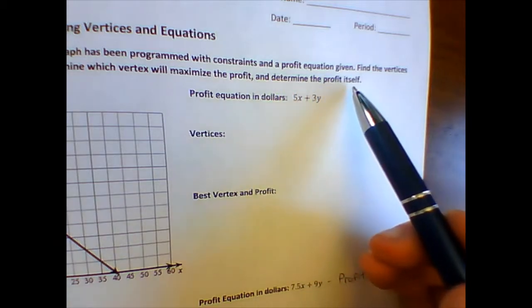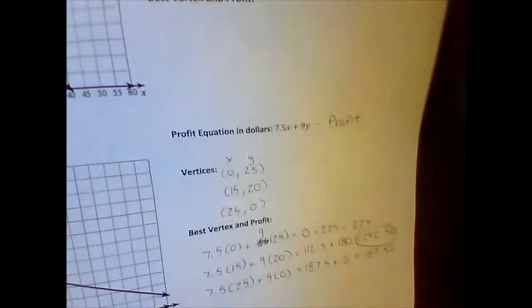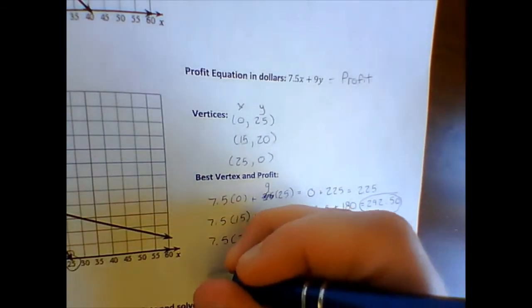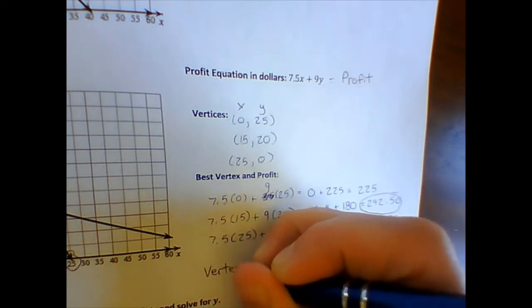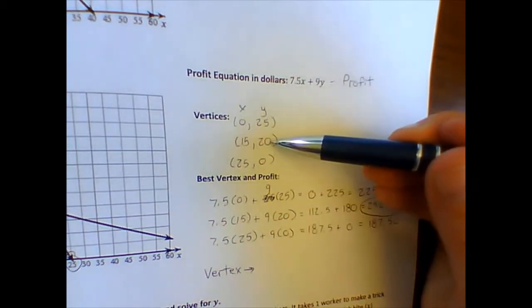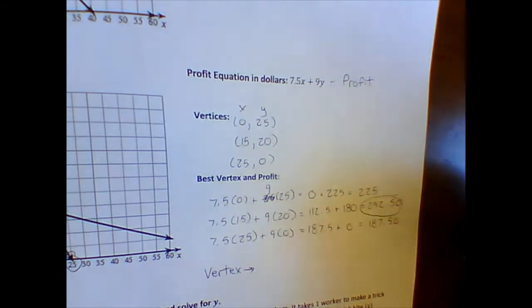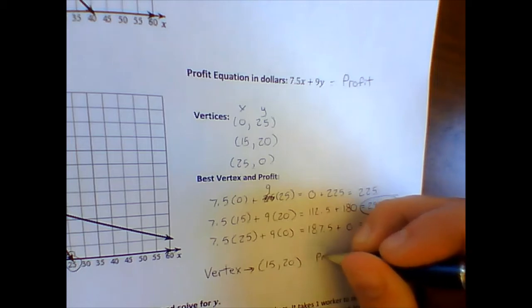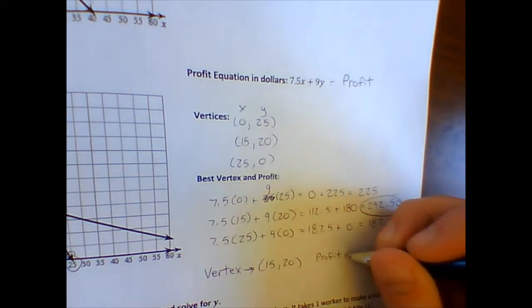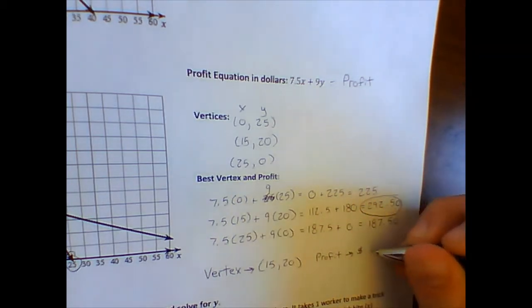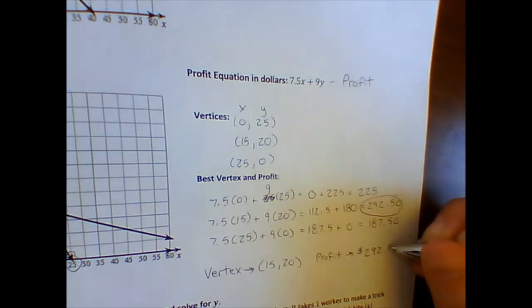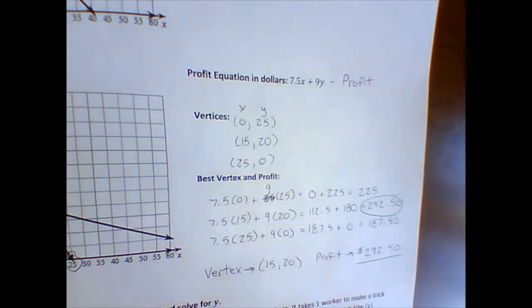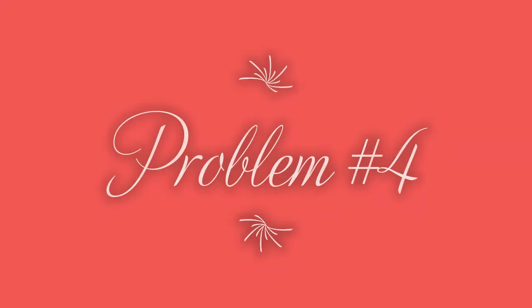Okay, now we're going to go back up and make sure we have everything the instructions are asking for. So we want the vertex that makes the most money, and that's the corner. So 15 and 20, that's the corner that makes money. And we're going to add on the profit, 292 and 50 cents. And that's how much money will actually be made at that corner. And that's where we will maximize the profit on our business.